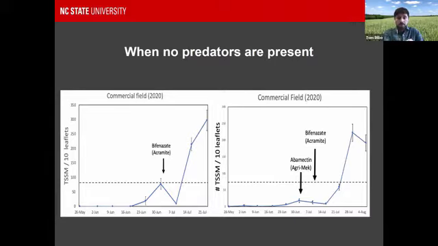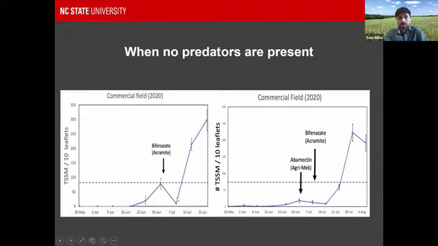So, Jim alluded to the fact that spider mite numbers can get extremely high in some of these tomato fields, even when you're trying to manage them with miticides. These are two examples of fields that didn't have any predators, and you can see that the spider mites get in there, they take off.